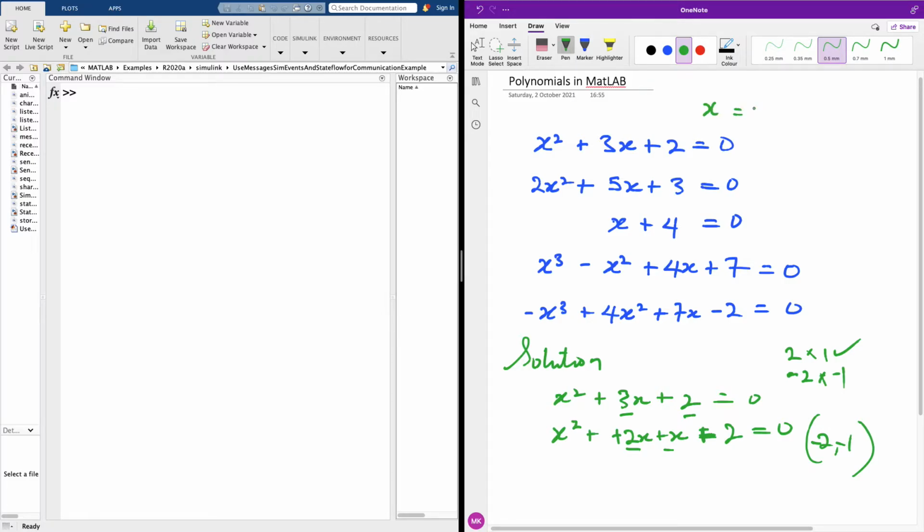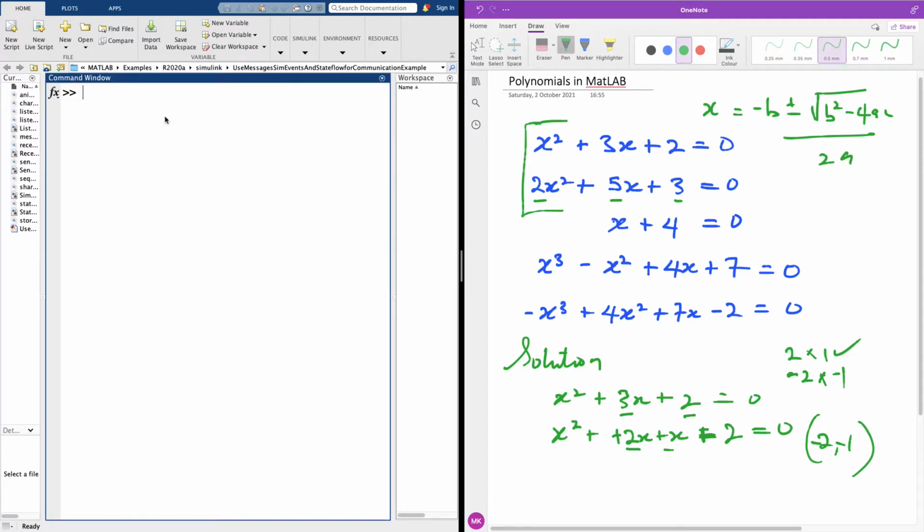x is equal to minus b plus or minus the root of b squared minus 4ac, over 2a, where a is the coefficient of x squared, b is the coefficient of x, and c is the remaining one. This is called the almighty formula, and it only applies to quadratic equations, or polynomials of 2 degrees, or a binomial equation. Anyway, let's use MATLAB to break it down very easily.